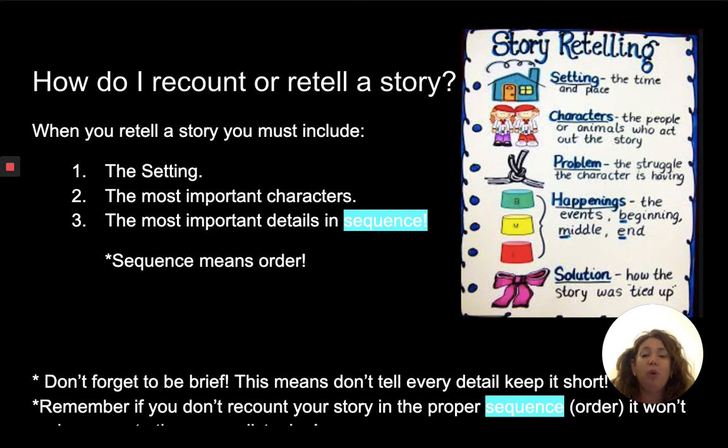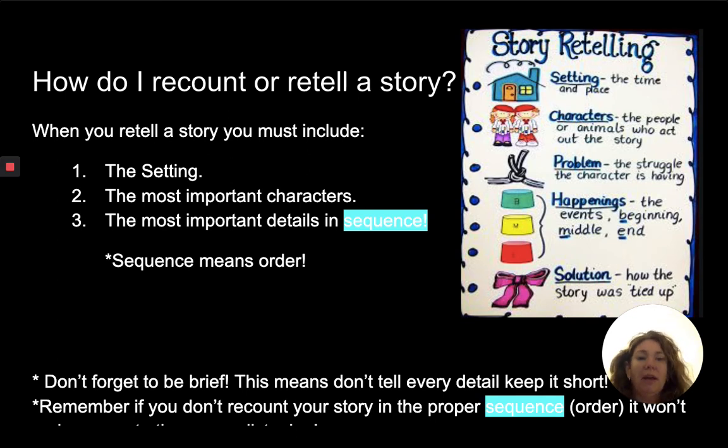And then the most important details in sequence. Remember, sequence means order. How do you find out what those most important details are? Well, a lot of times it includes the problem or the struggle the character is having, right? What's going on? Why are we even reading this? What's it about? And it's the happenings. What's going on in the beginning, the middle, and the end of the story, and we typically chunk it that way. You've heard that forever now. So a lot of times in the beginning, you'll find the problem, right? The middle is usually what leads up. It's almost like a roller coaster. And then the end typically has your solution. How does the story tie it up?